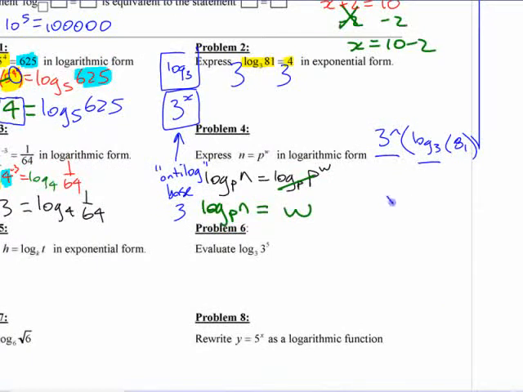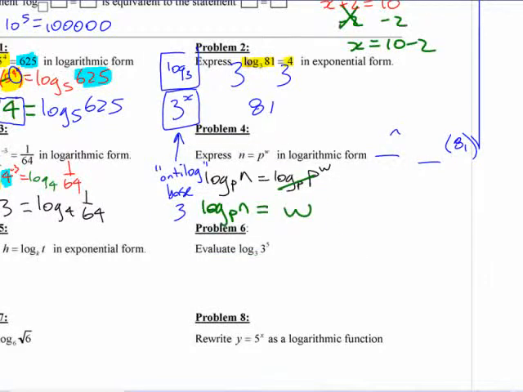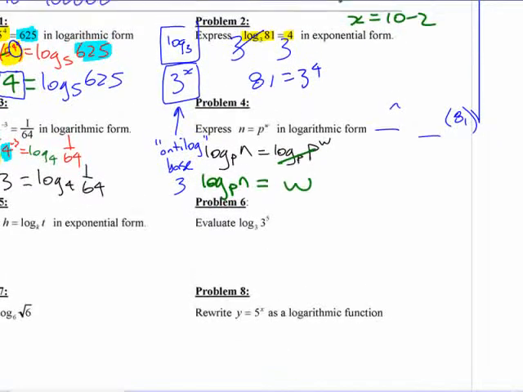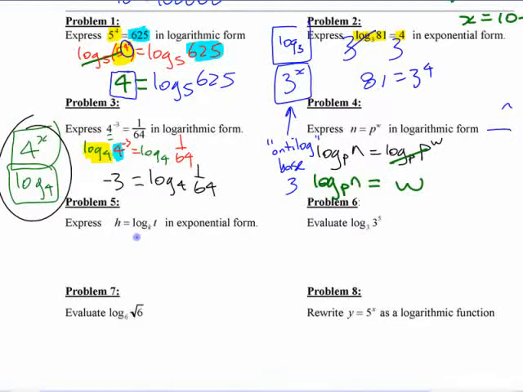What would these two operations do to each other? Just like square root of something squared, they cancel out, right? If you have 3 to the power of log base 3 of 81, it's the same as just having 81. 81 is 3 to the 4th. You can change something to exponential form by doing the anti-log of both sides. It works on any of these here.